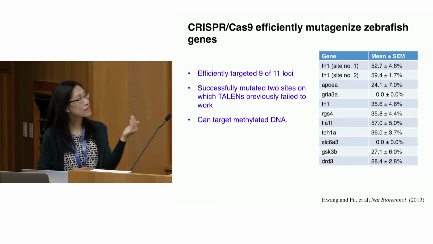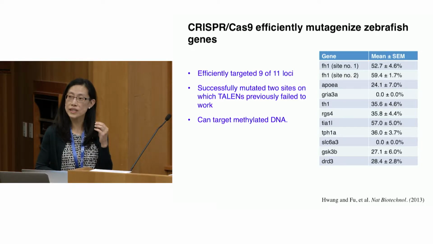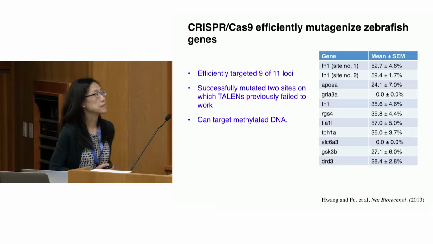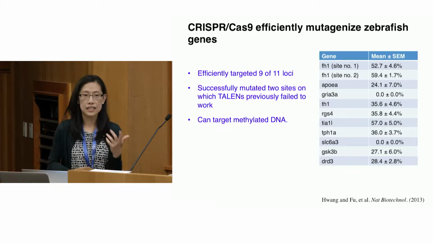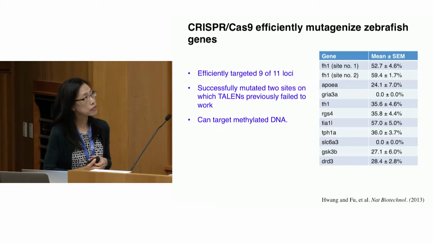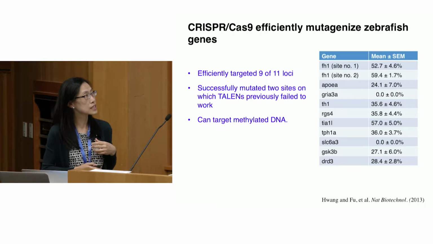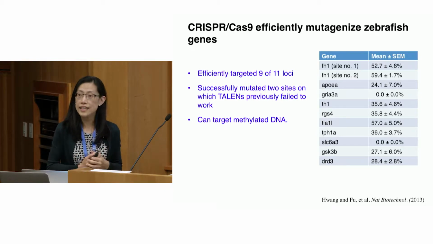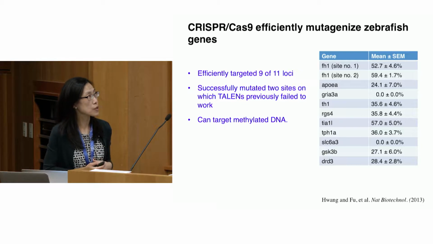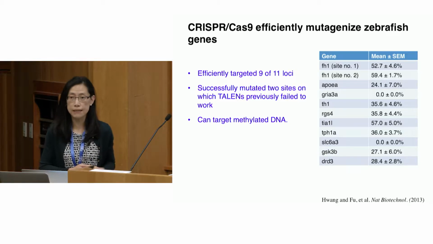And we also found that it successfully mutated 2 of the sites that we previously failed to target with TALENs. Since we know that TALENs can be sensitive to DNA methylation, we speculated that those sites might be methylated, and we verified that is the case by bisulfite sequencing. So these results suggest that CRISPR-Cas9 can target methylated DNA.